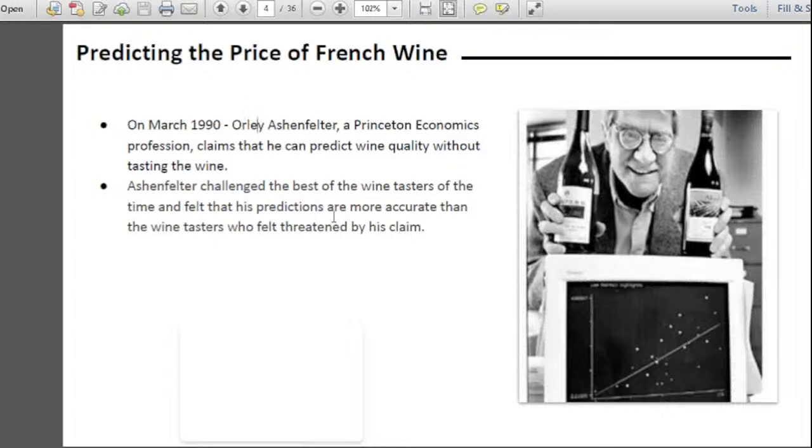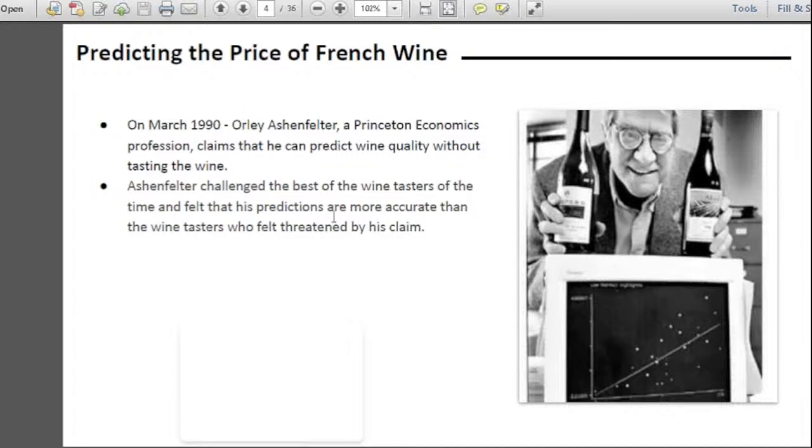In March 1990, Orley Ashenfelter, a Princeton economics professor, claimed that he can predict wine quality without tasting the wine. People interested in wines must know that there is a big industry called wine tasting. Wine tasters taste the wine and tell how it is going to be in future, whether it is going to be of high quality or low quality.